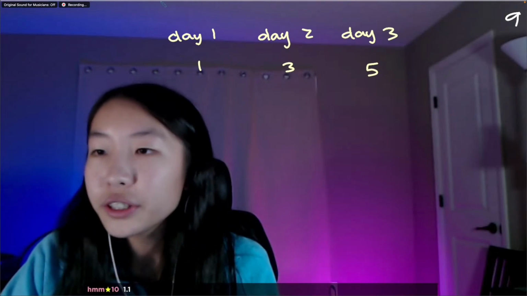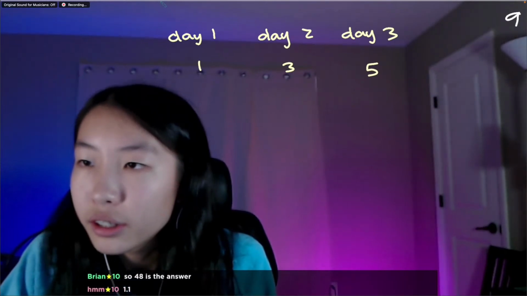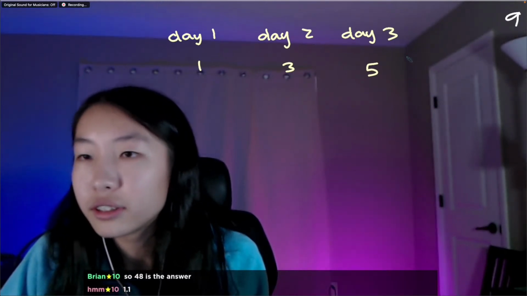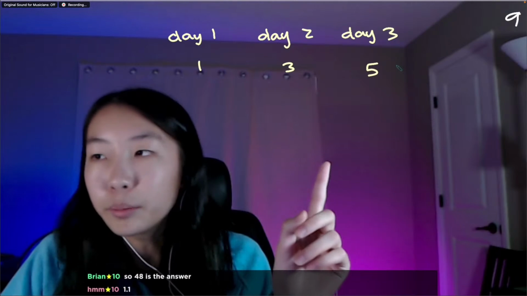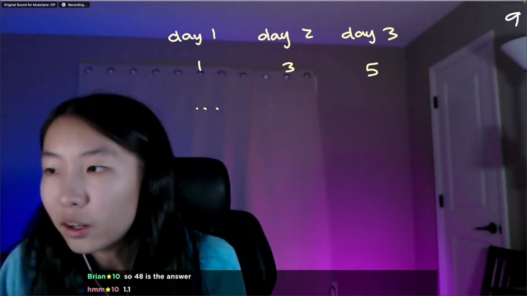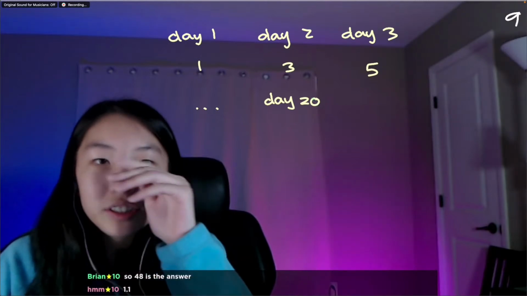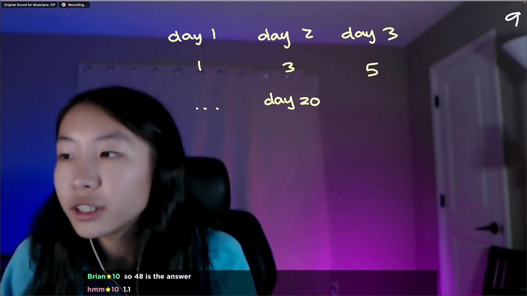Actually, there's a pretty good trick for this problem, but let's just start it off and break it down. What we do know is that we're basically counting odd numbers. And the first thing we want to find is how many she's going to be selling on day 20. That's going to be our last amount. If you notice, this is actually an arithmetic series at the end, but let's start with day 20.